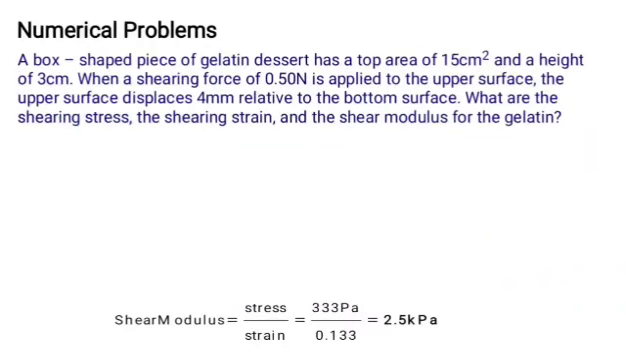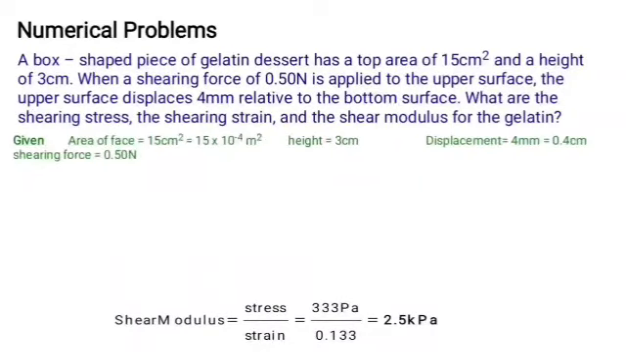Next problem. A box shaped piece of gelatin glass dessert has a top area of 15 centimeter square and a height of 3 centimeter. When a shearing force of 0.5 Newton is applied to the upper surface, the upper surface displaces 4 millimeter relative to the bottom surface. What are the shearing stress, the shearing strain and the shearing modulus for the gelatin?